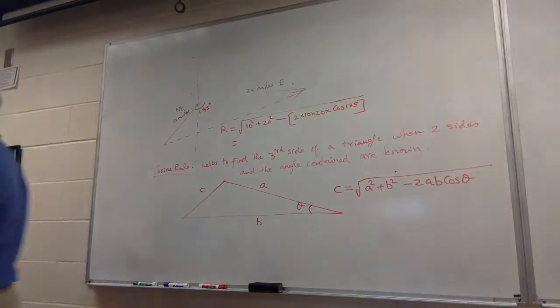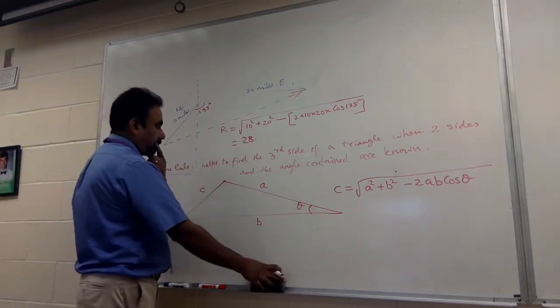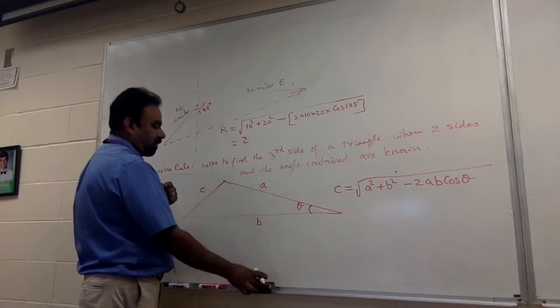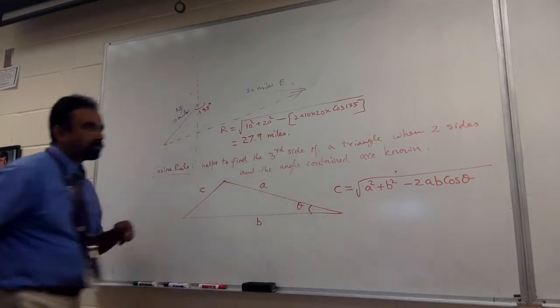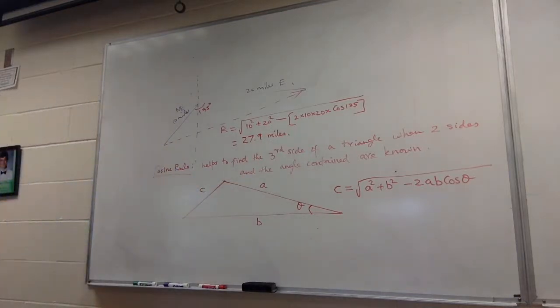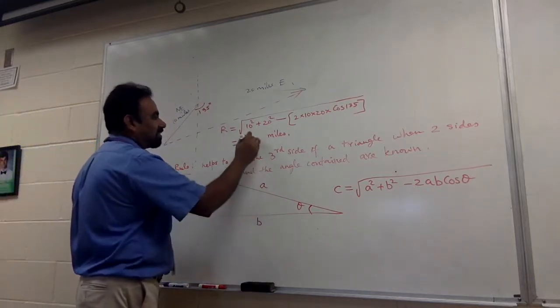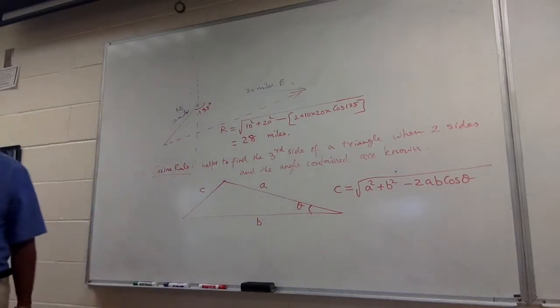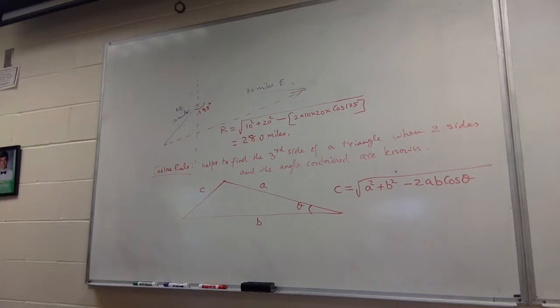Got it? How much? 28 miles. 28 something? So 28 point? 27.9, but I just rounded it. Okay, let's keep it as it is. 27.9 miles. So 27.97. Okay. 28 miles. That is the resultant.